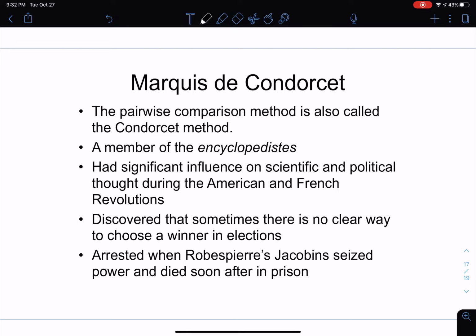So that is something that we've got to talk about later. Unfortunately, he was arrested due to politics when Robespierre's Jacobins seized power there in France. He was arrested and died soon after in prison. French prisons at that time were horrid places. So we lost a good mind too early because of politics, but that's his story. So definitely make sure he's on your mathematician list.